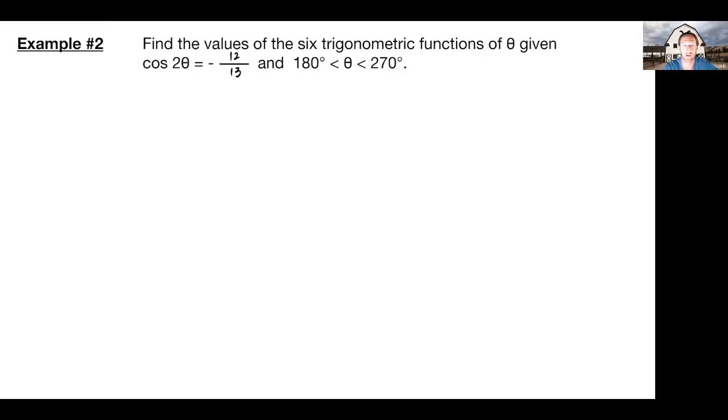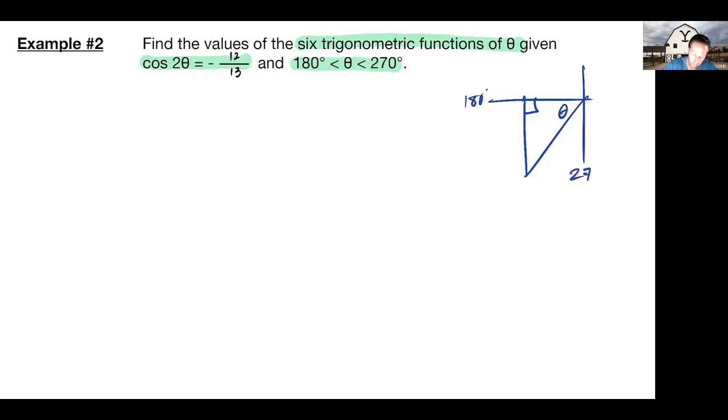Example 2 asks us to find all 6 trig functions of, remember here, just theta, even though they're giving us 2 theta. So they want all 6 trig functions of theta, and they're giving us 2 theta. And the fact that our angle has to be between 180 and 270 means we are in quadrant what? Our angle theta is going to be somewhere in here. Quadrant 3.